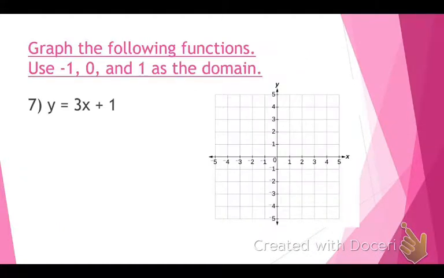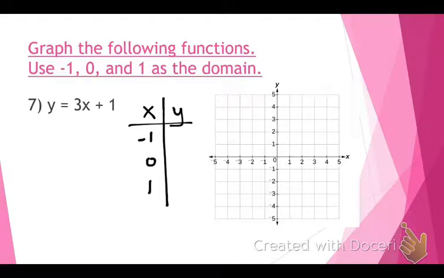All right, so for number 7, it says to graph the following functions, use -1, 0, and 1 as the domain. So the first thing we want to do is make an input-output table, kind of like we did a little bit earlier, okay? So we're going to do x and y. Is the domain the x or the y? It's the x. So what are my 3 domains?